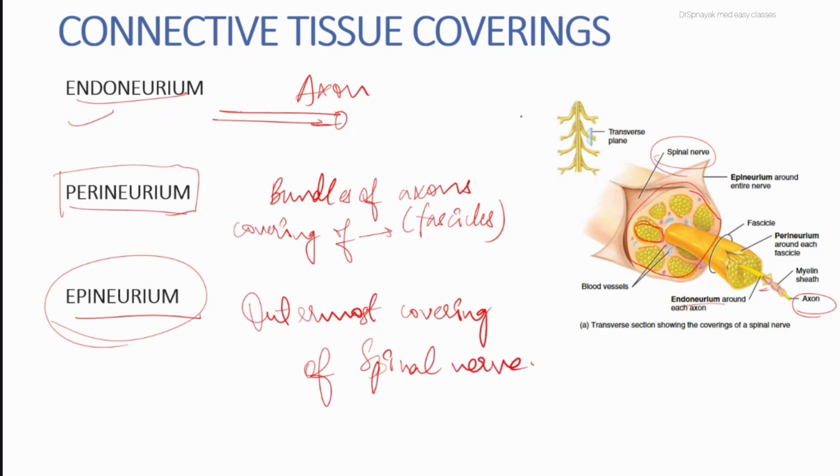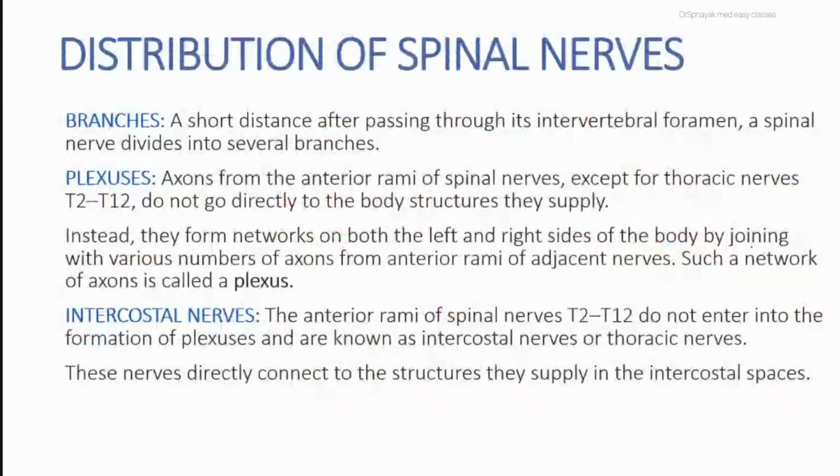These were the connective tissue coverings that cover the spinal nerve, its fascicles, and each axon. Now, distribution of spinal nerves. So, how exactly are the spinal nerves distributed? To distribute them, there are branches, plexuses, and intercostal nerves.